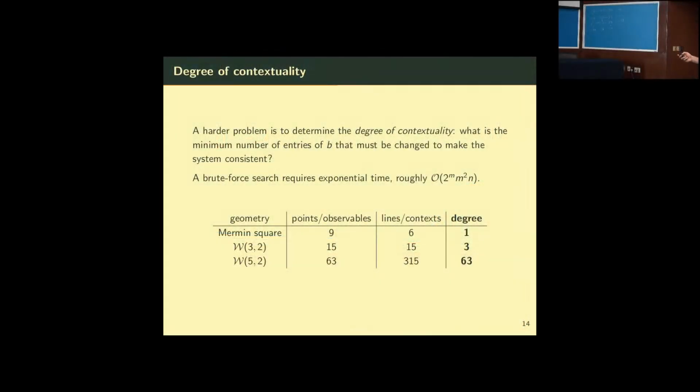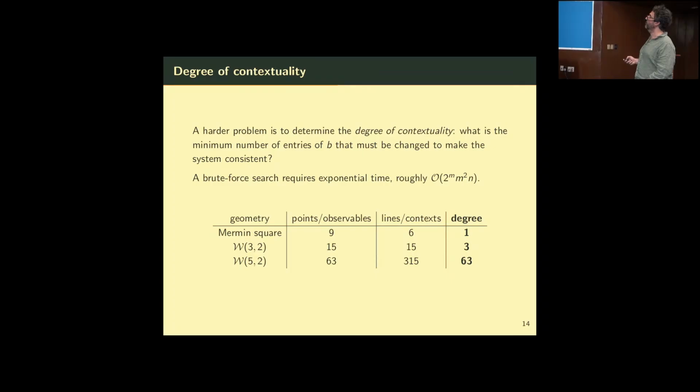For the doily, remember this beautiful 15-3 configuration, the degree of contextuality is 3, and the system is not too large, you can solve it with a brute force algorithm. You can search, that's how we found it at the very beginning.